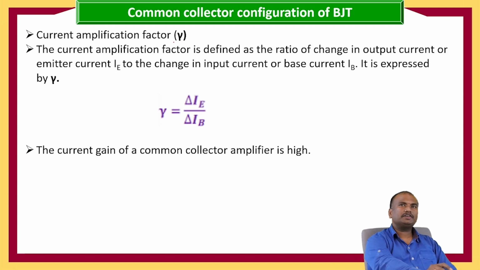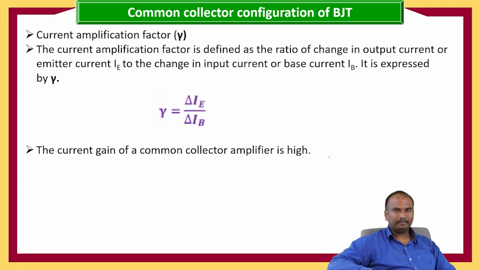Current amplification factor. The current amplification factor is defined as the ratio of change in output current or emitter current to the change in input current or base current. It is expressed by gamma, where gamma is equal to delta IE by delta IB. The current gain of common collector amplifier is high.